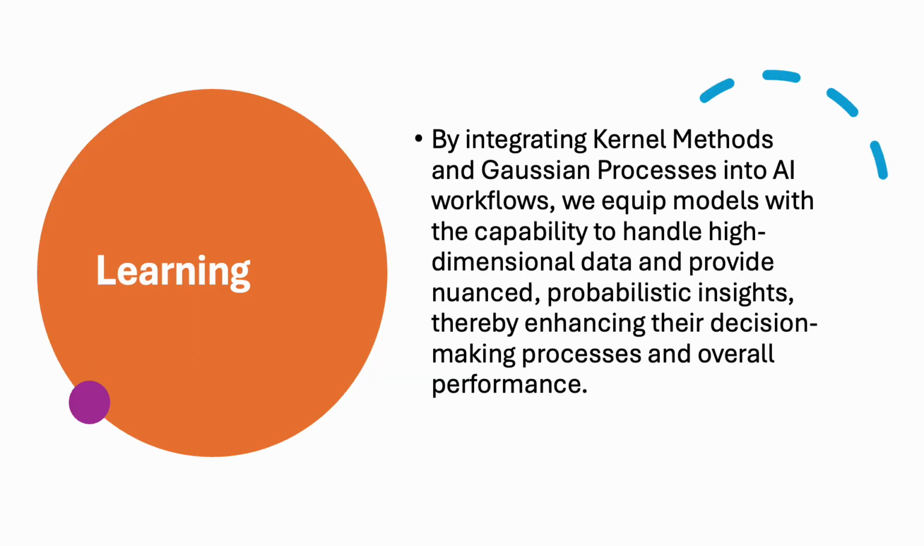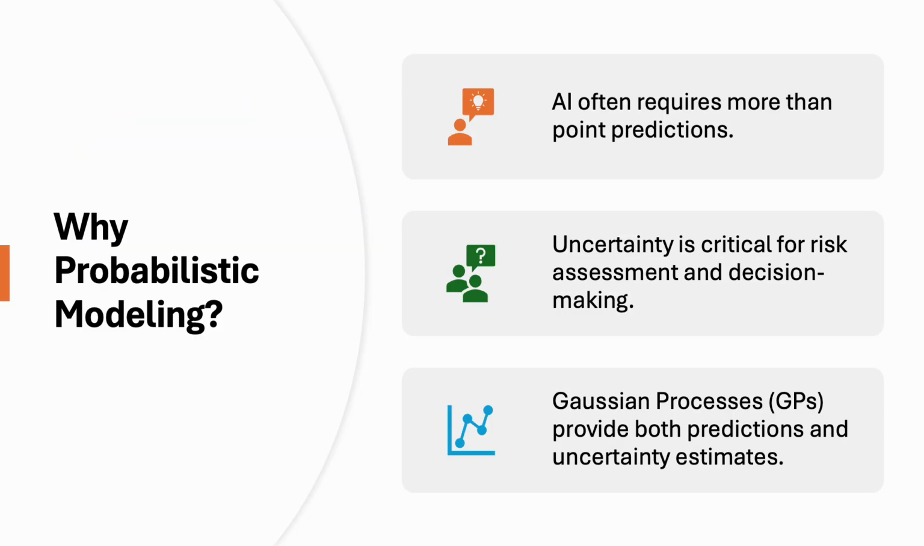By integrating kernel methods, as we discussed earlier, and Gaussian processes into AI workflows, we equip models with the capability to handle high-dimensional data and provide nuanced probabilistic insights, thereby enhancing their decision-making processes and overall performance. Why probabilistic modeling now? That's a good question. Let's get into a scenario to learn in more depth.